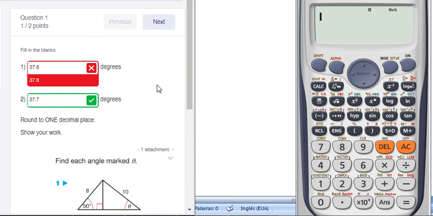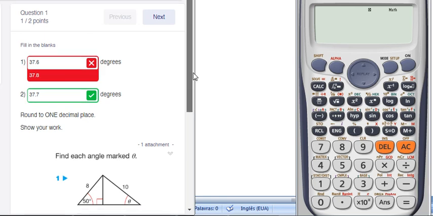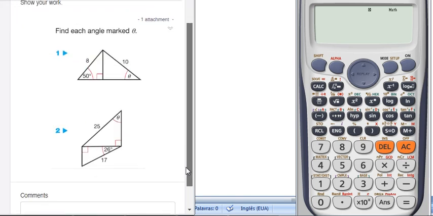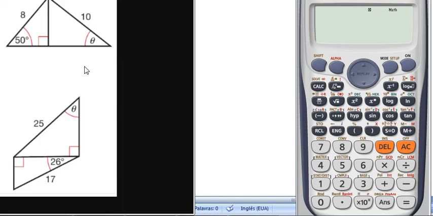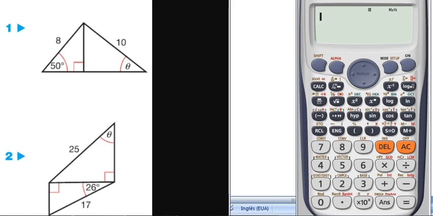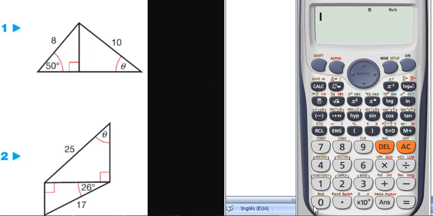So let's go. Question number 1. We have to round to one decimal place and we have to find angles in 2 exercises, okay? So let's start with number 1. We put it here on the screen. Right, so we have these 2 angles and we need to find the size of both using right triangles.